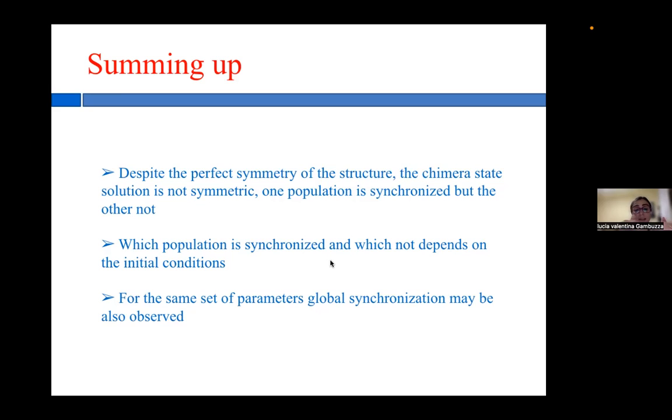Again, chimera state. In this state there is a coexistence of a global state in which all the units in the network are synchronized. This means that for the same set of parameters, if we run the simulation again, just by changing the initial condition, we can observe a complete synchronization among all the units in the network. So we can have a complete synchronization also between the two different populations.